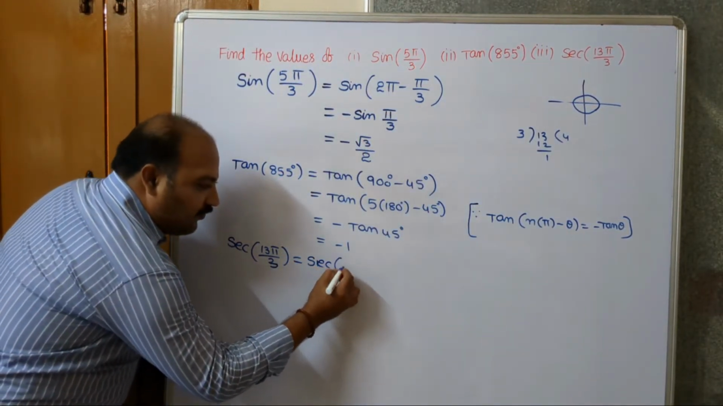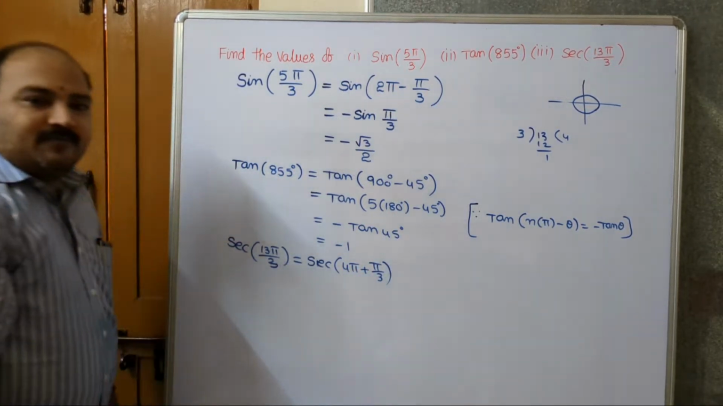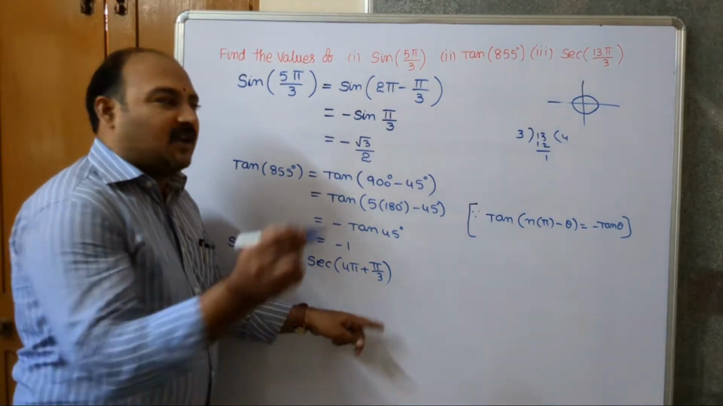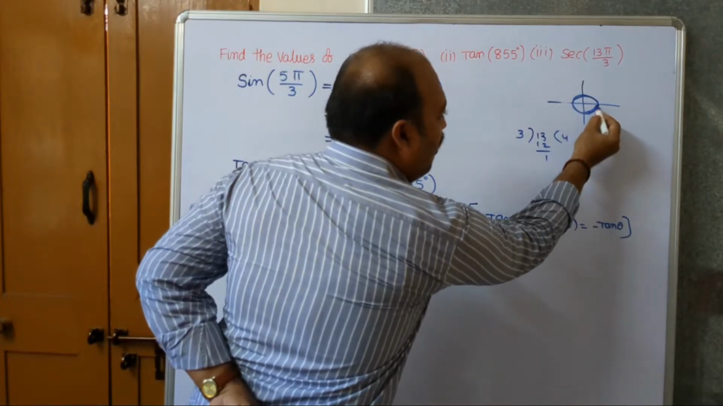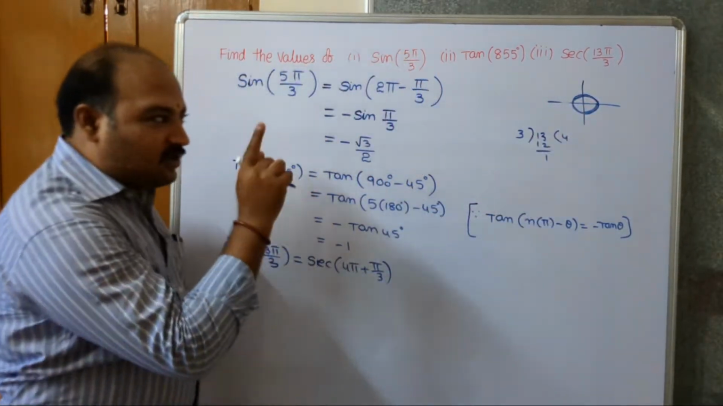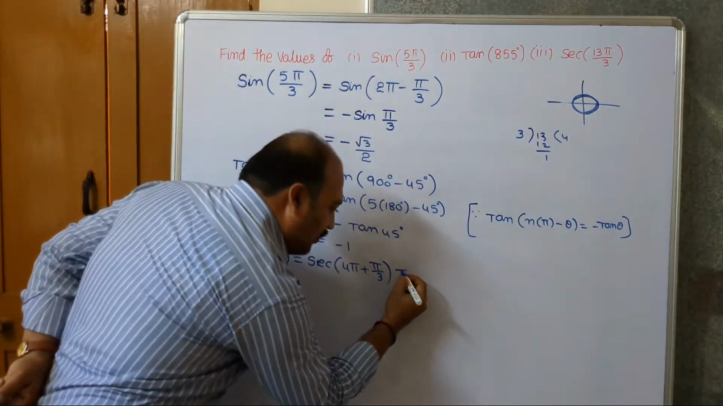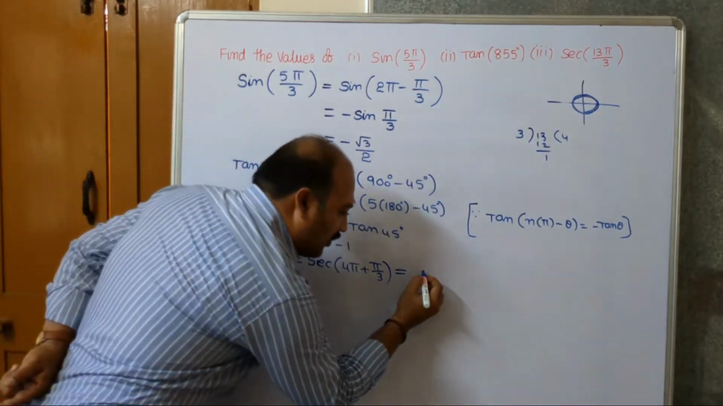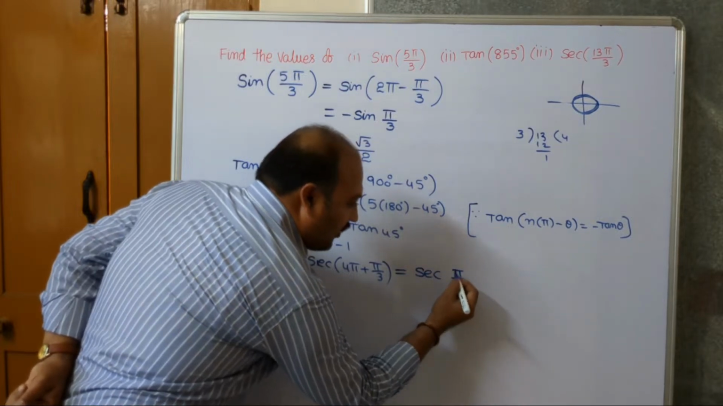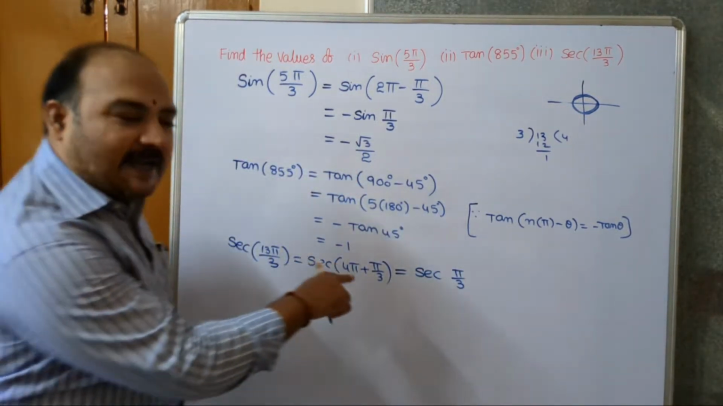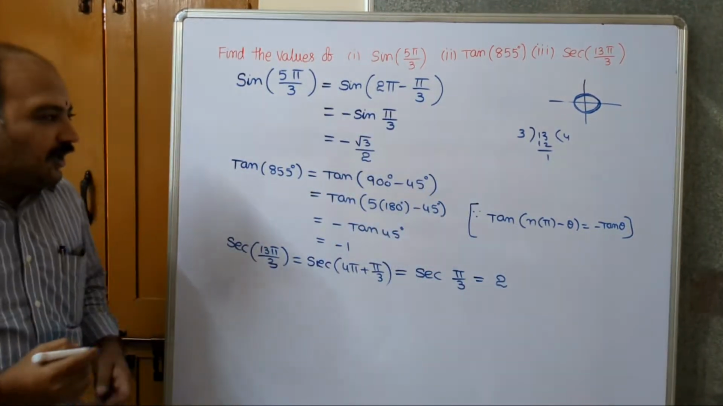Secant of 4 pi plus pi by 3, dear students. 4 pi plus pi by 3, where it comes, we will check it. Pi, 2 pi, 3 pi, 4 pi. 4 pi plus, in the first quadrant, pi by 3 means 60. So you will get positive. 4 pi is an even multiple of pi by 2, so secant function only will come, pi by 3. Cos 60 means 1 by 2. Secant 60 is 1 by 1 by 2. So 2. I hope everyone got it.